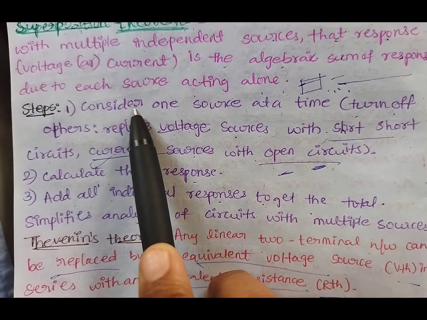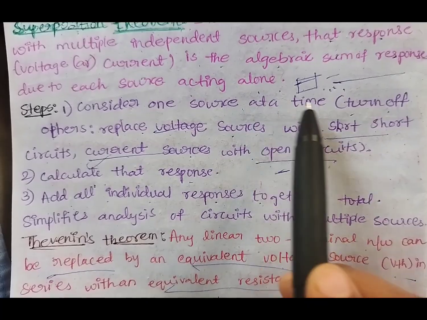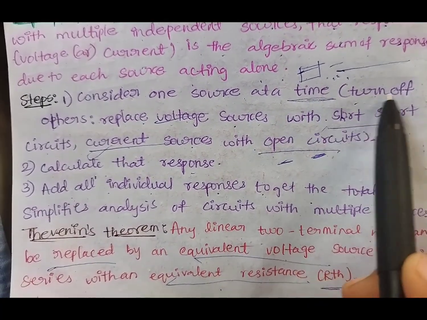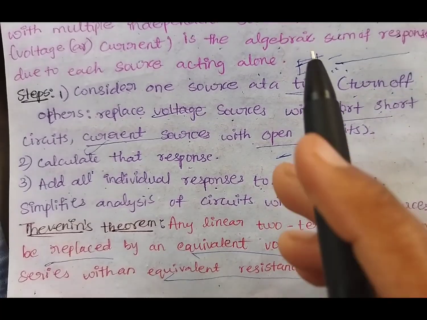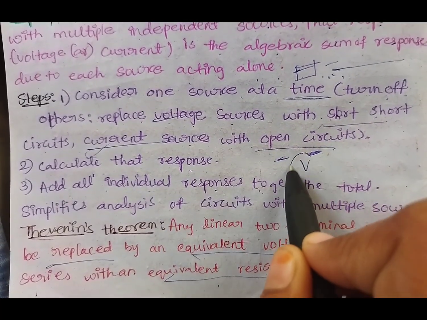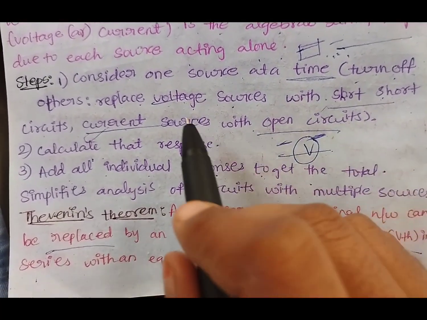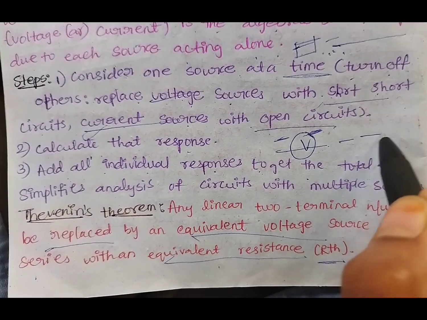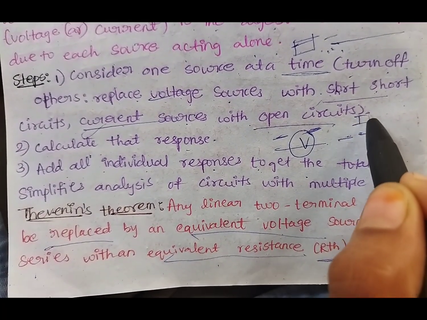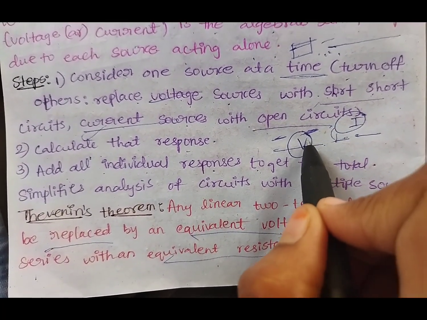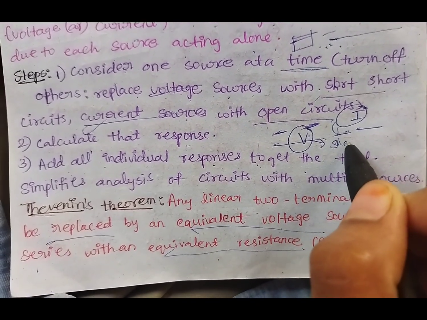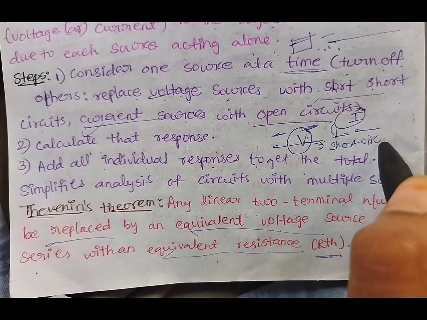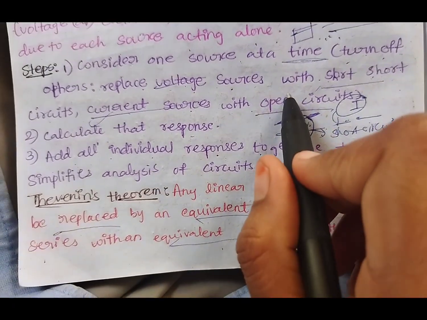First, we need to consider one source at a time. At a time, turn off the others. Replace voltage sources with a short circuit. If it is a voltage source, you short circuit it. If it is a current source, you open it. For current sources you do an open circuit, and for voltage sources you short circuit. This is the first step.